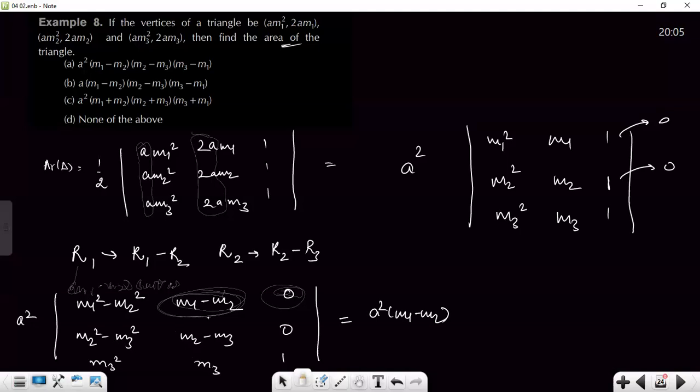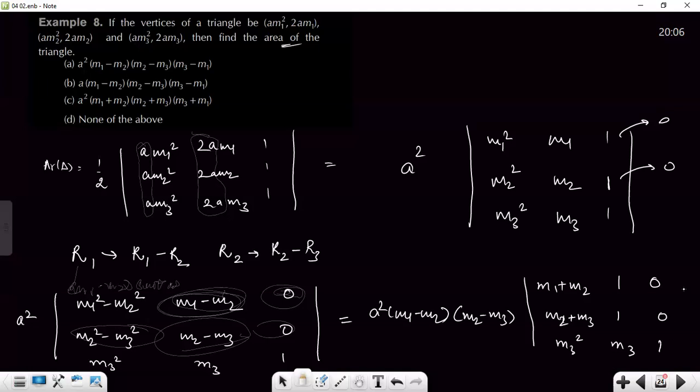And similarly, m2 minus m3 can be taken from the second row. Okay, done. So let's write what is left. So here m1 plus m2, here 1, here 0. m2 plus m3, here 1, here 0. m3 whole square, m3, 1.